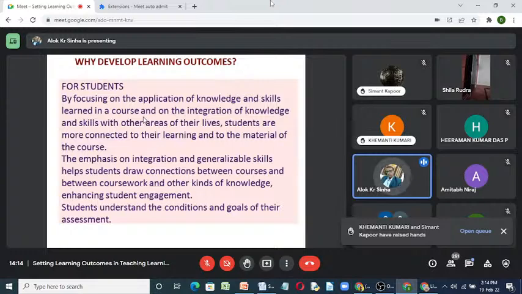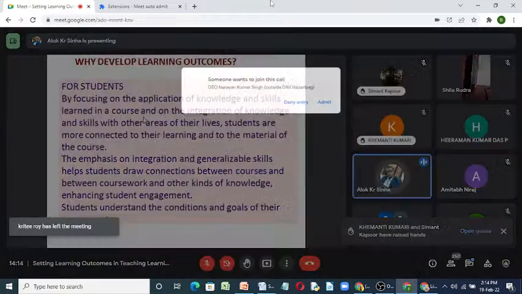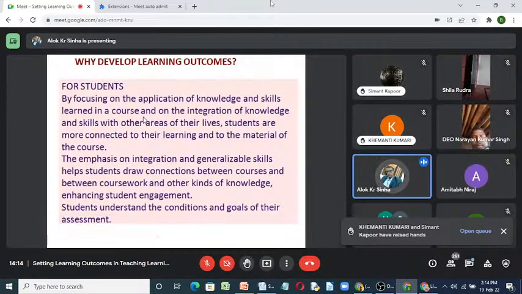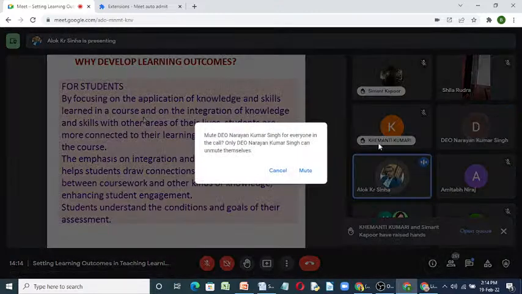So the next is why develop learning outcomes. Why do we need to develop learning outcomes? We see that it benefits all, that is students, teachers, and institutions. Learning outcome is not only for students. It is for students, teachers, and institutions also.